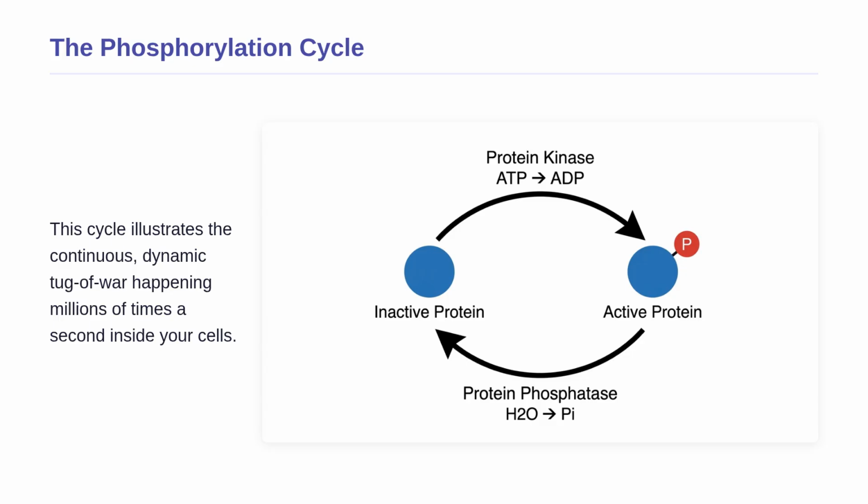To visualize everything we have calculated, let us look at the phosphorylation cycle diagram. On the left, we have the inactive protein. Following the top arrow, you can see the protein kinase using ATP to attach a red phosphate group, converting it into the active protein on the right. Following the bottom arrow back, the protein phosphatase uses water to remove that phosphate, returning the protein to its inactive state. This continuous loop is the exact dynamic tug-of-war we just modeled mathematically.